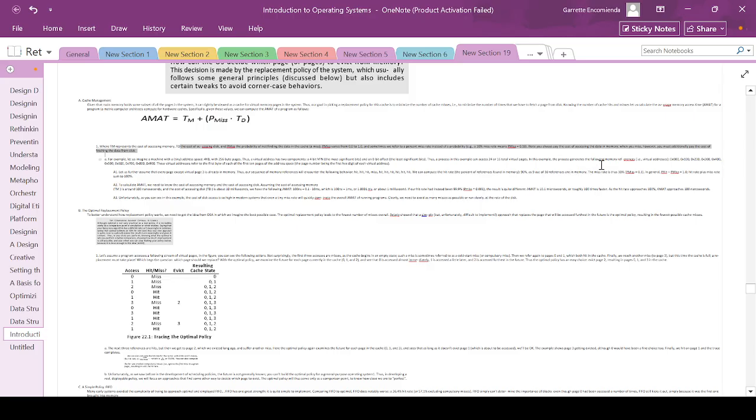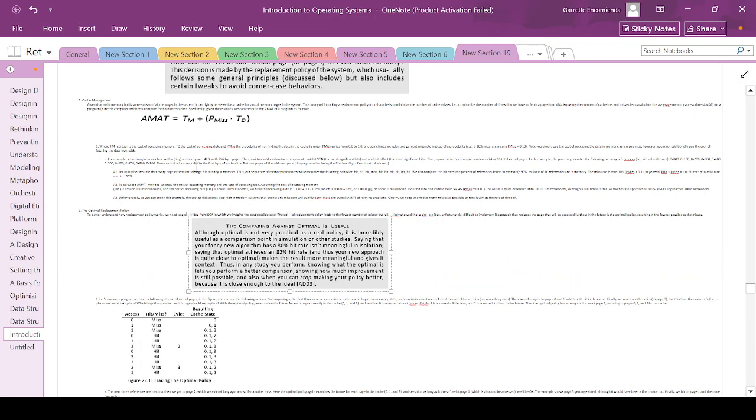Note, you always pay the cost of accessing the data in memory. When you miss, however, you must additionally pay the cost of fetching the data from the disk. So these are the basics on how we will determine the replacement algorithm. For example, let us imagine a machine with a tiny address space, 4 kilobytes with 256 byte pages.